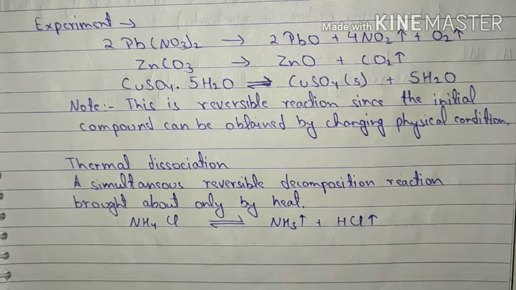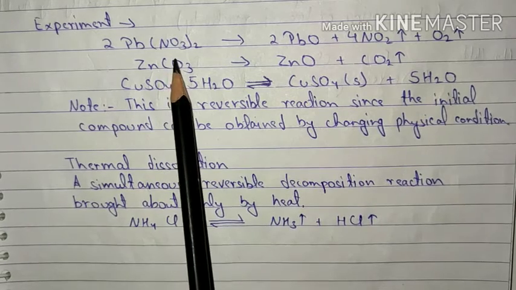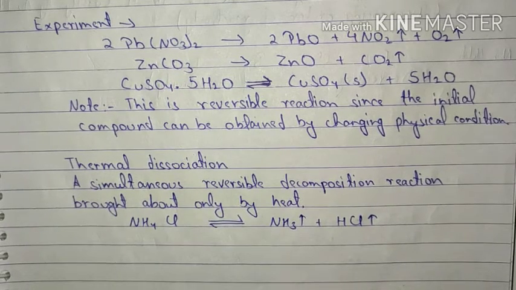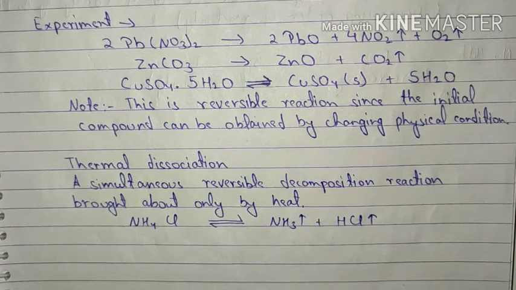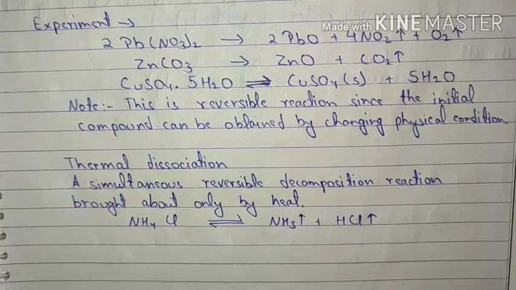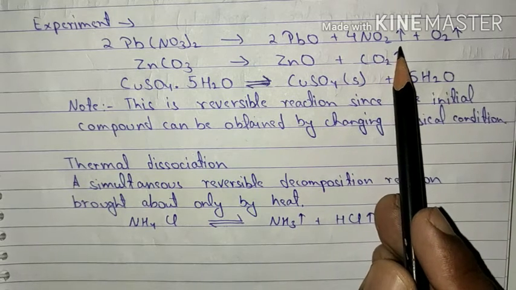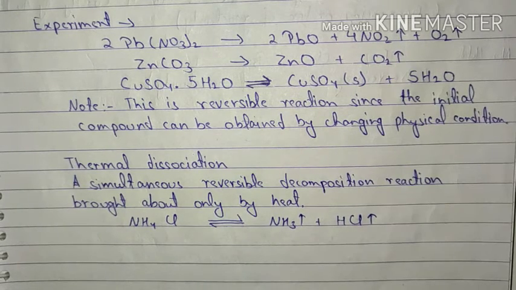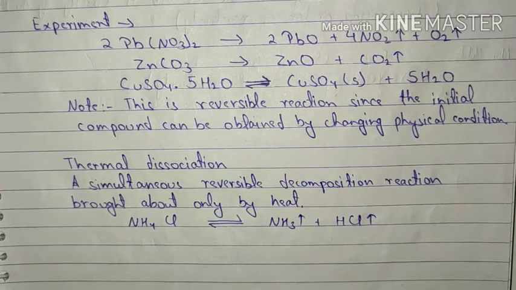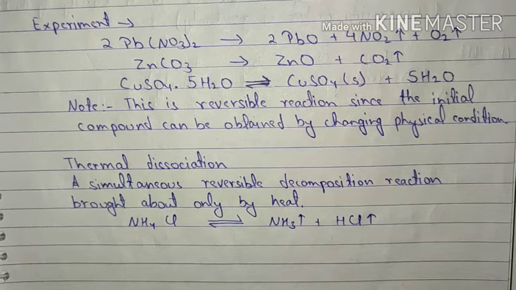Now, when we take lead nitrate and heat it, the crystals melt first and on further heating we observe evolution of a brown colored gas, which is nitrogen dioxide, and oxygen is also evolved. We will observe that a yellow solid, that is lead monoxide, is left behind in the test tube.